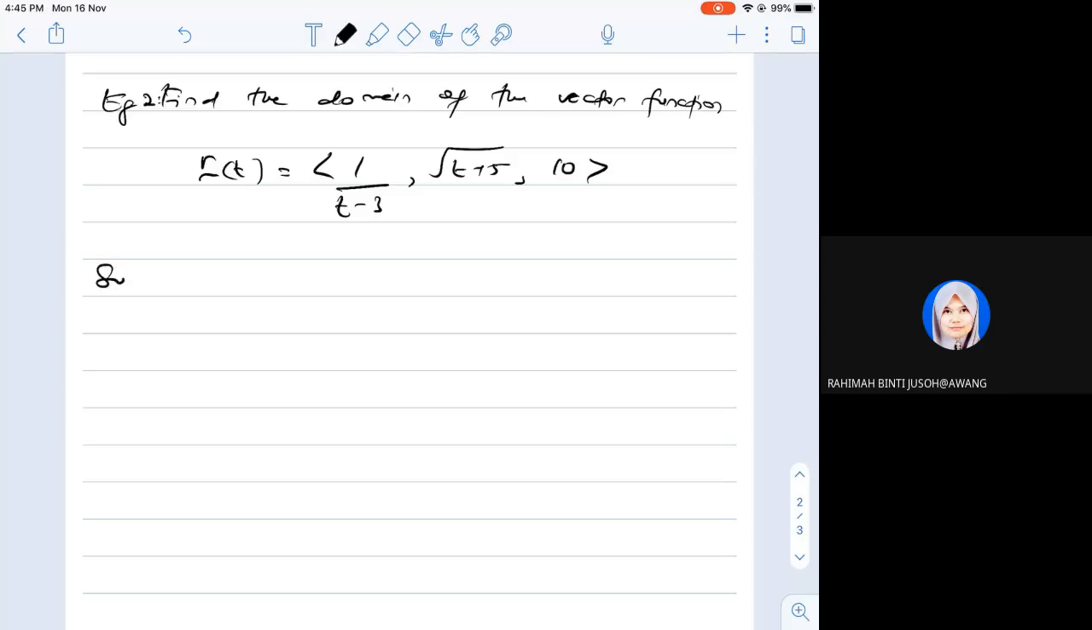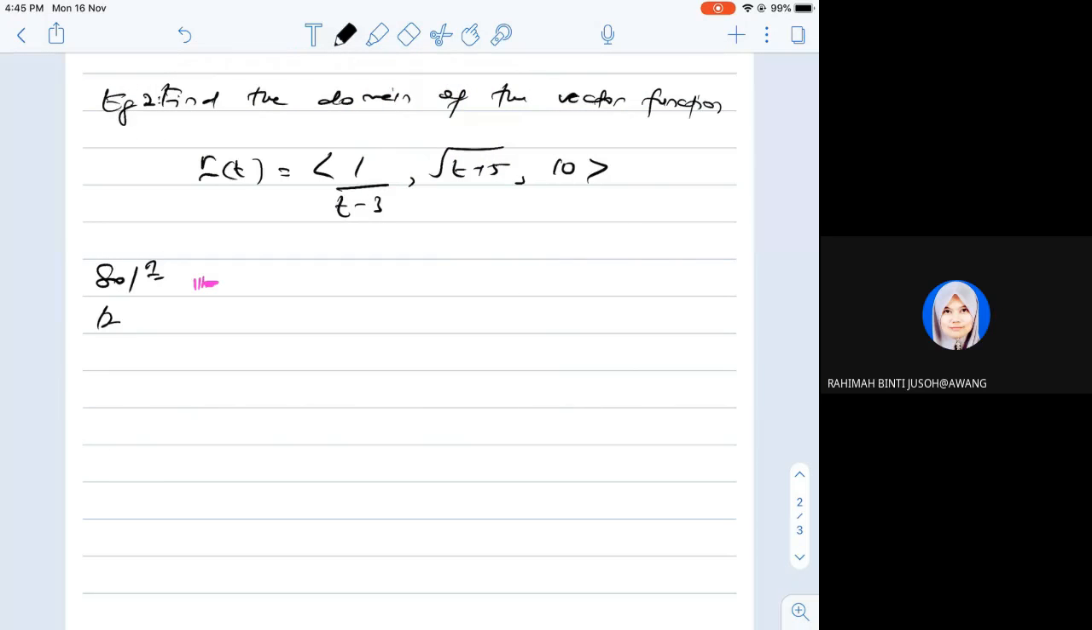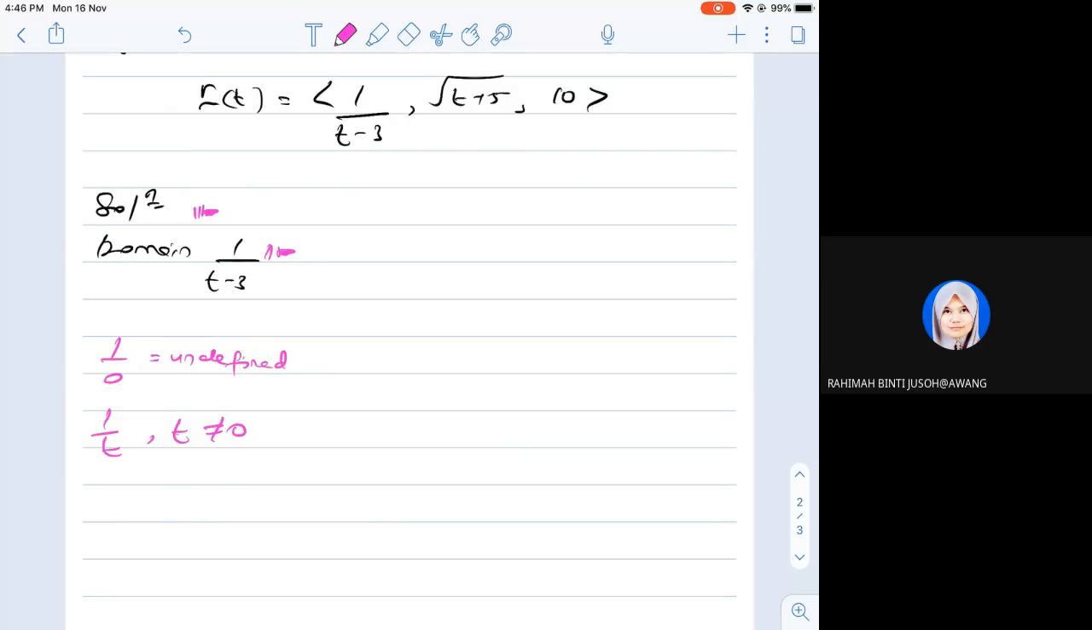Now, solution: we need to identify the domain for each component. So the first component, the domain of 1 over t minus 3. Now I want you to use your calculator. Can you find 1 over 0? 1 over 0 equals what? Undefined, or math error, it doesn't give an answer. So if you have 1 over t, with t as the denominator of the fraction, t cannot be equal to 0. But t can be negative, t also can be positive, except 0.